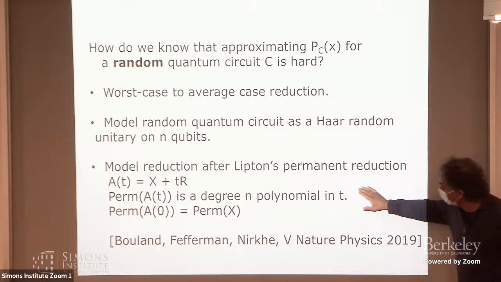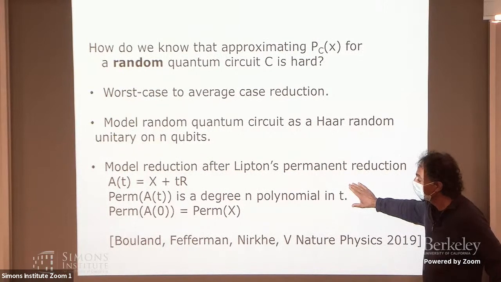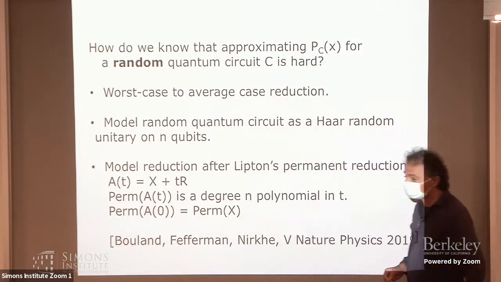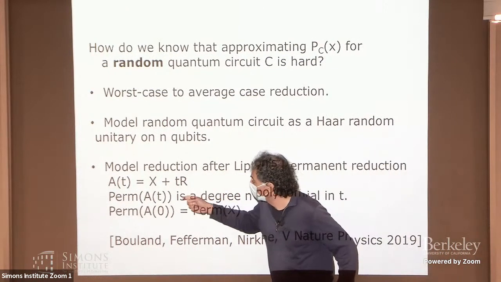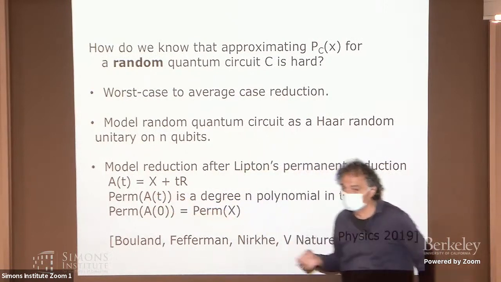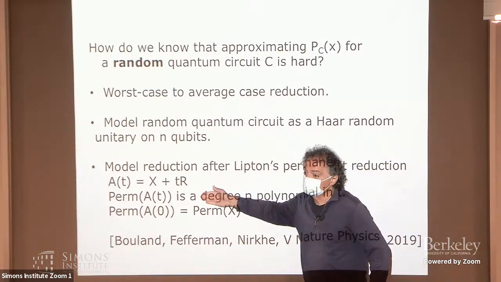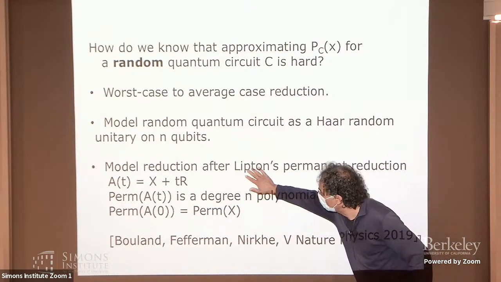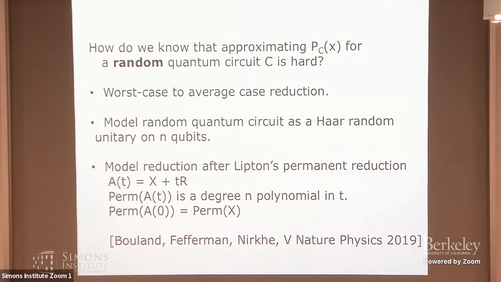Then you observe that the permanent of A of t is a degree n polynomial in t, and what you're really interested in is the permanent of A of zero, which is the permanent of X. If you were to compute the permanent of A of t for n different non-zero values of t, then these would be n random permanents, and in the process you'd have computed the permanent of X, which is non-random. Okay, so I'm going to describe what it takes to actually carry out this sort of thing in the context of quantum circuits.